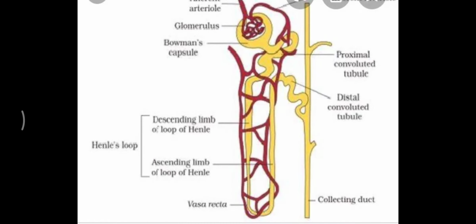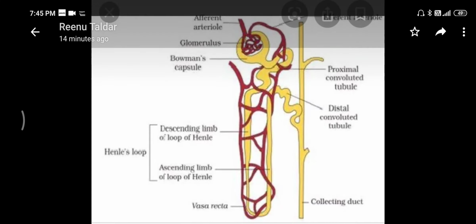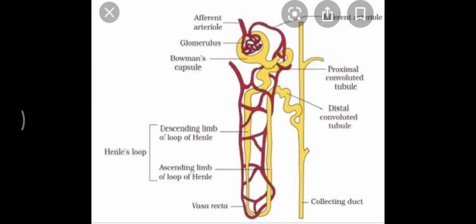Now, Henle's loop extends again into a short tube that is known as DCT, distal convoluted tubule. The distal convoluted tubule further opens into the collecting duct. Now, you can see here there are many branches for the collecting duct. All these are the DCTs of many nephrons that open into the collecting duct.